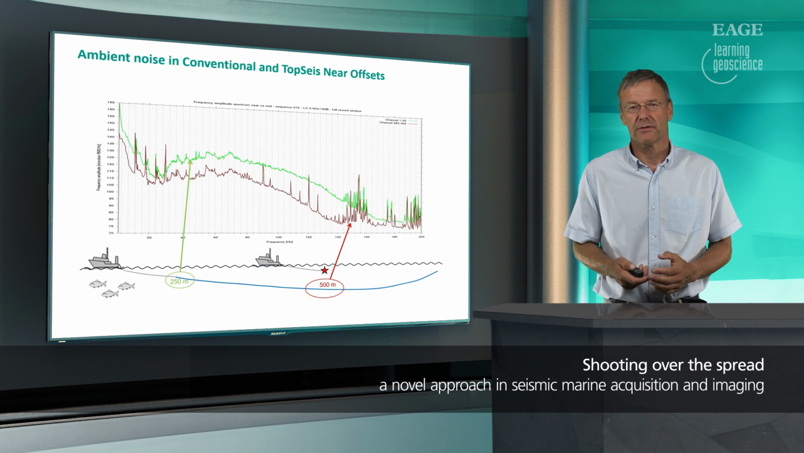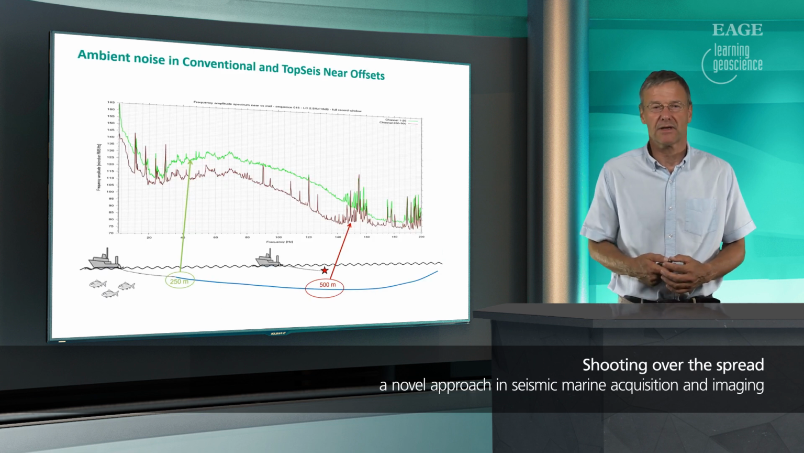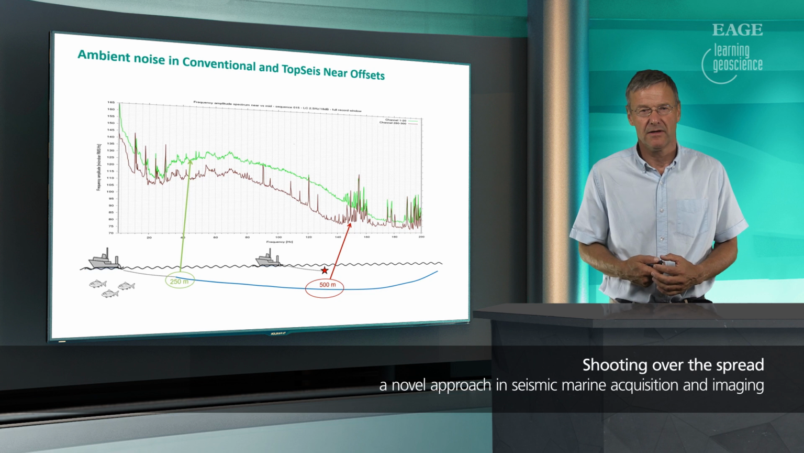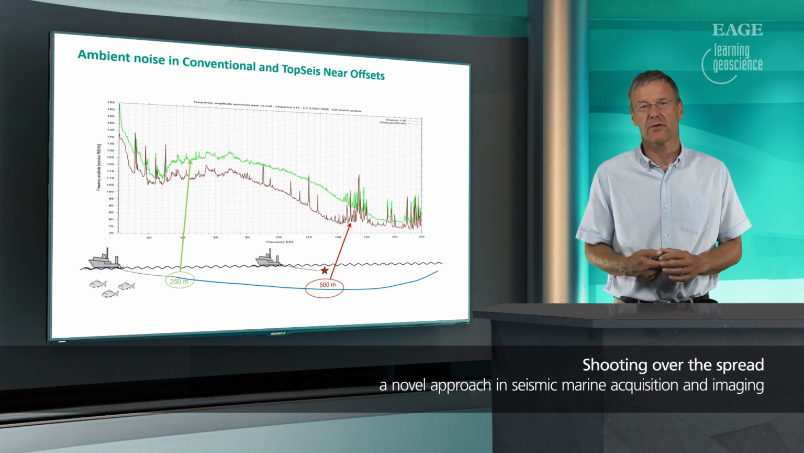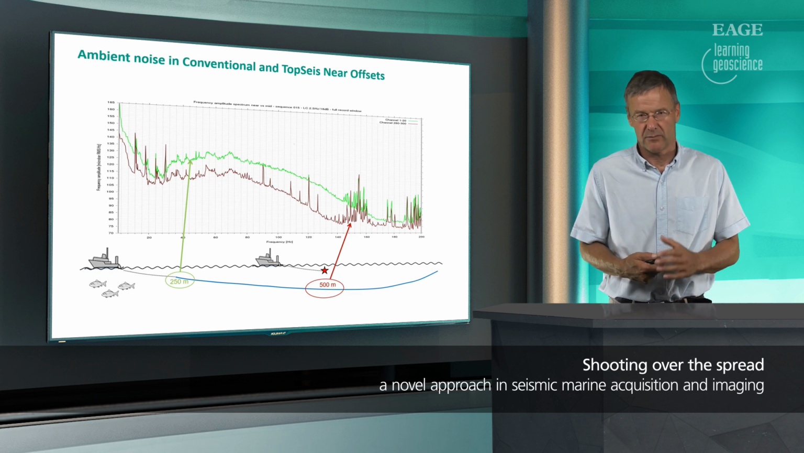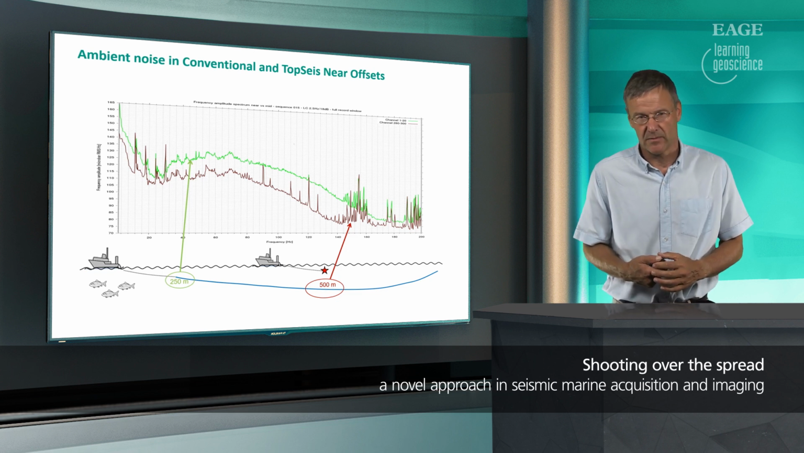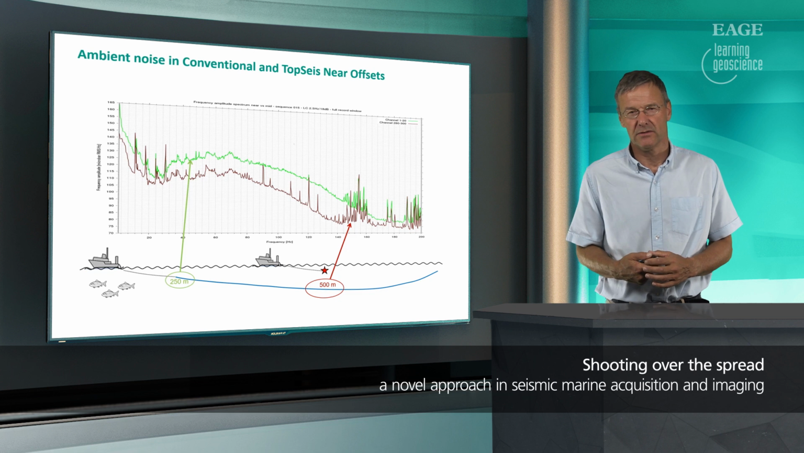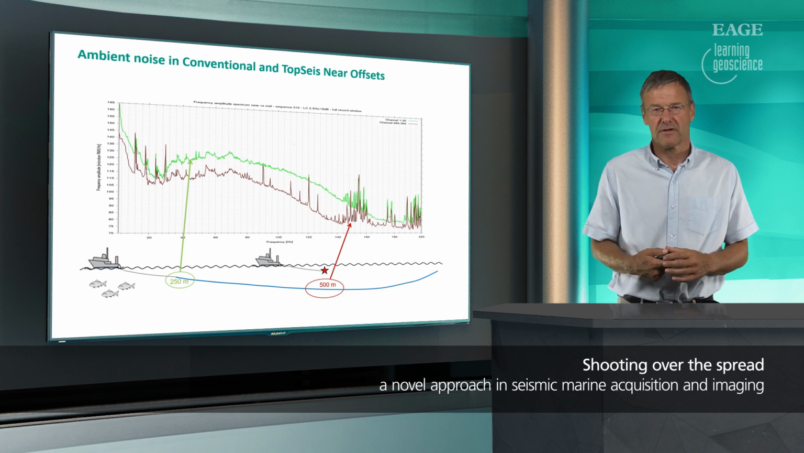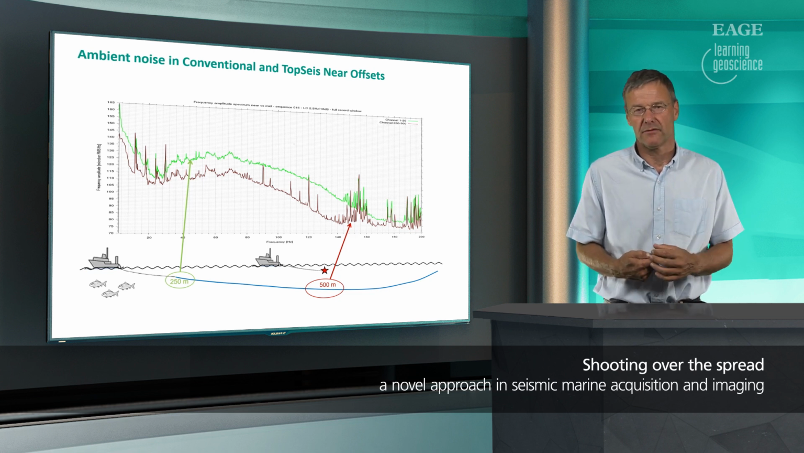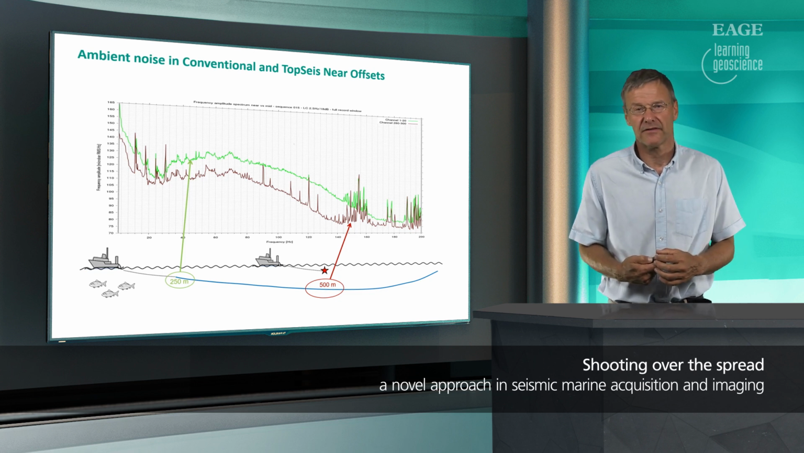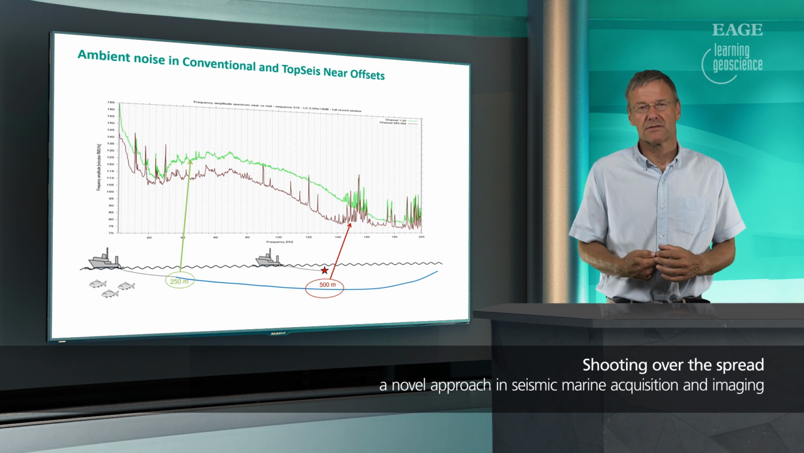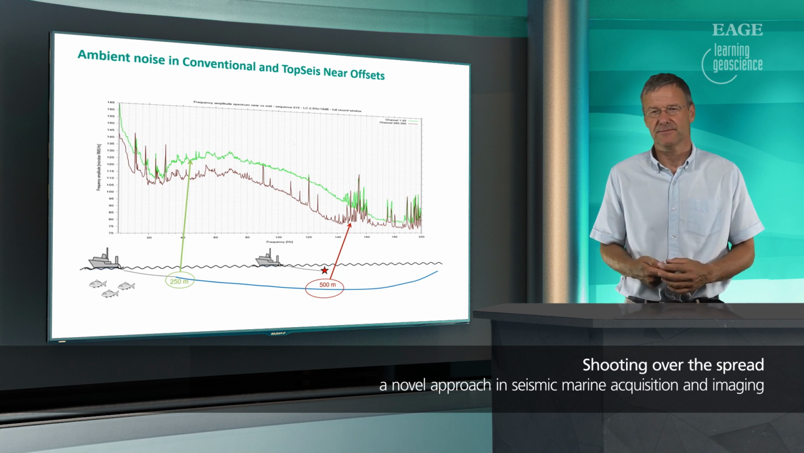We're now going to compare the noise in the front of the cable, that's the green curve, and the noise in the center of the cable underneath the source, that's the brown curve. We're looking at the frequency spectrum of these two, and you can see that in front of the streamers, where you normally acquire your near offsets, your noise level is considerably higher than in the center of the streamer.